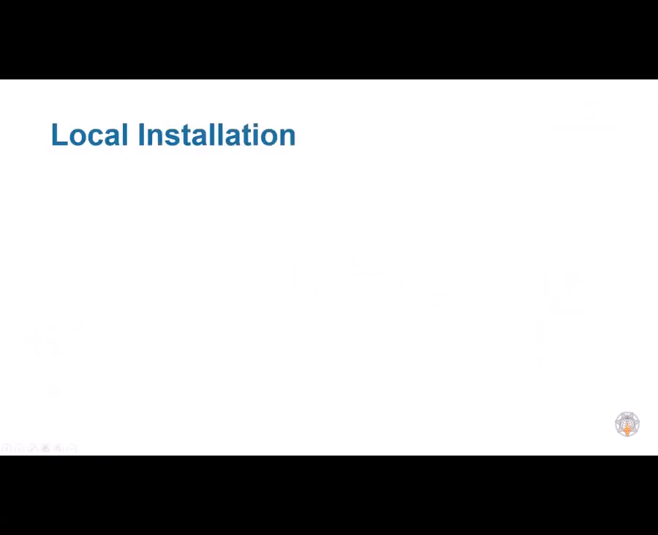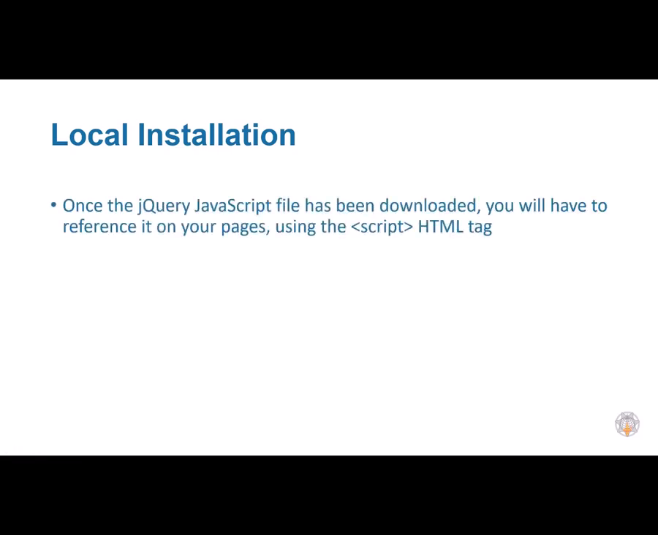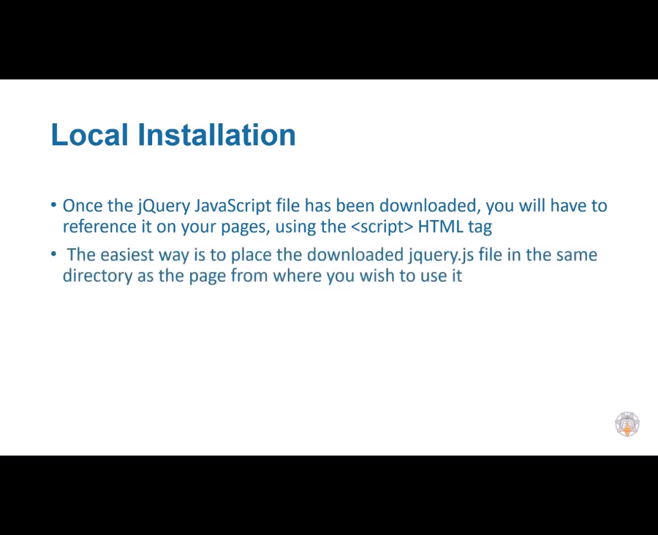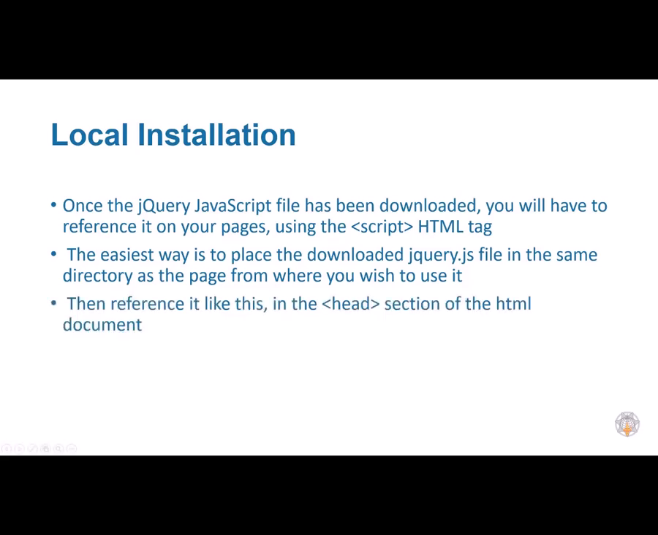Now let us see how to use the local installation. Once the jQuery JavaScript file is downloaded, you will have to reference it on your pages using the script HTML tag. The easiest way is to place the downloaded jQuery.js file in the same directory as the page from where you wish to use it. Then reference it in the head section of the HTML document.